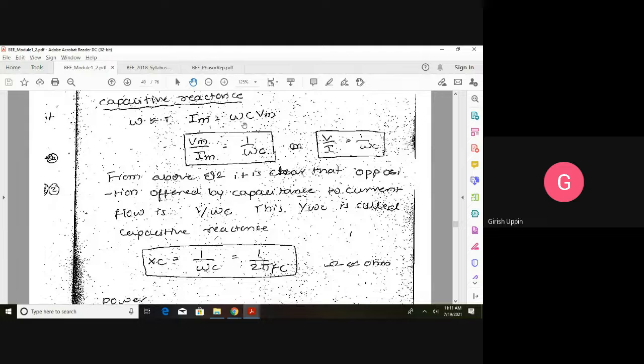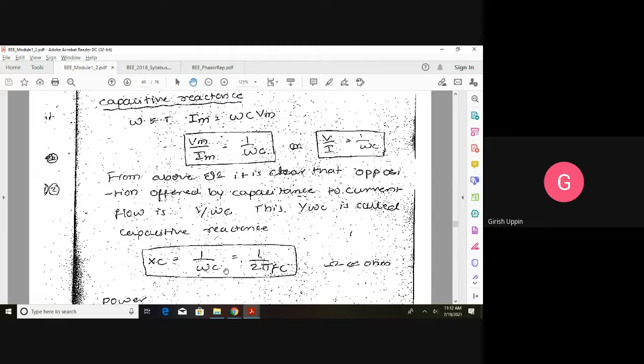Capacitive reactance: this ωC Vm is the peak value, or I can write Vm/Im = 1/ωC. This Vm/Im is also equal to V/I, the RMS value, which is equal to 1/ωC. And V/I is always the opposition. In the case of a capacitance, it is the capacitive reactance, which is the opposition offered to the flow of current. Therefore Xc, the capacitive reactance, is equal to 1/ωC, which is 1/(2πfC), represented in ohms.